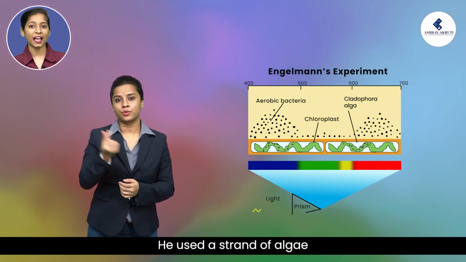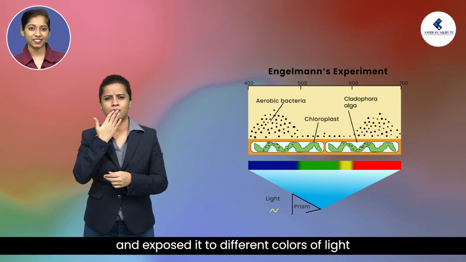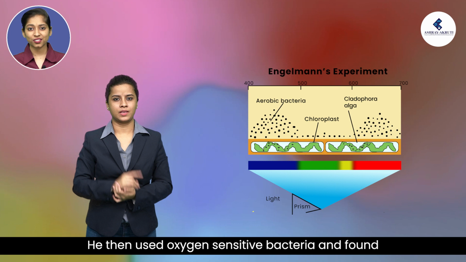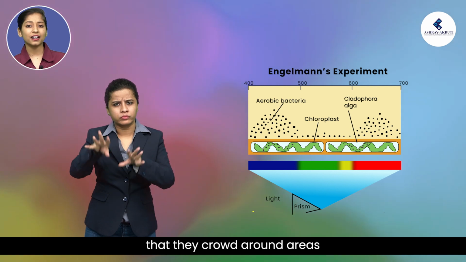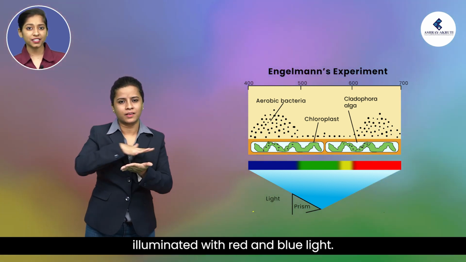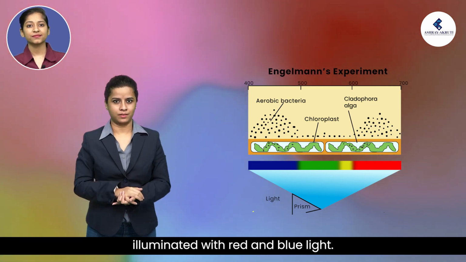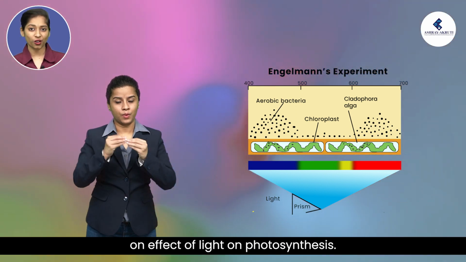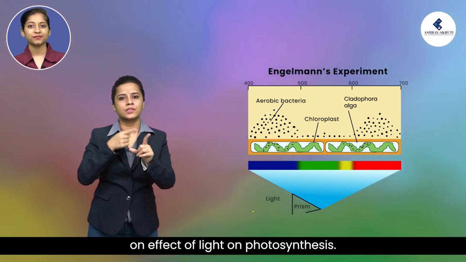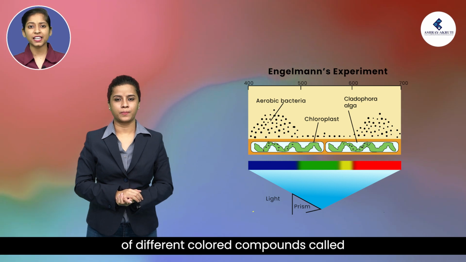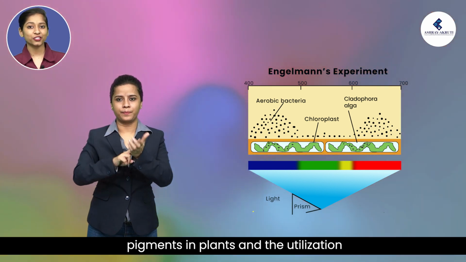He used a strand of algae and exposed it to different colors of light. He then used oxygen-sensitive bacteria and found that they would crowd around areas illuminated with red and blue light. This led to more studies on the effect of light on photosynthesis, the role of different colored compounds called pigments in plants, and the utilization of light energy.